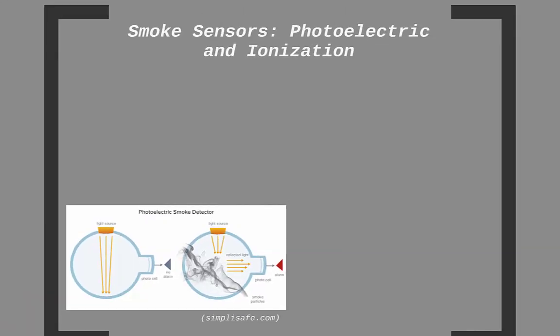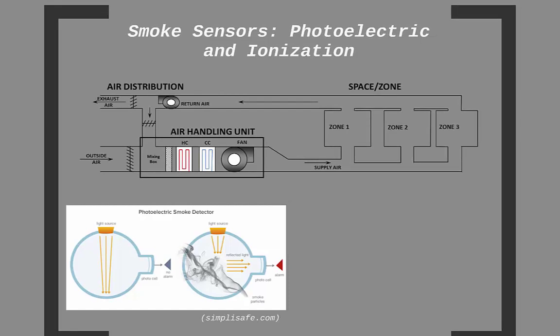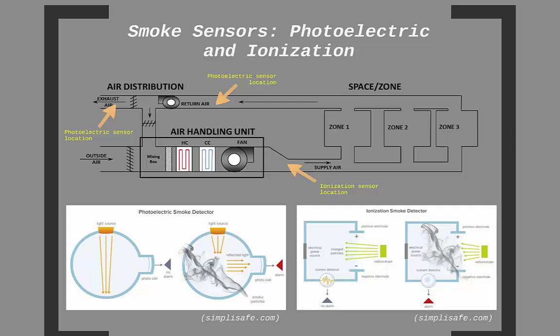These sensors are sensitive to larger size particles and are typically installed in the exhaust or return ductwork of an air system. Ionization type smoke sensors can detect smaller particle sizes and are more appropriately used in the supply ductwork of an air system, since the majority of large particles would have been already removed by the filters at the air handling unit.